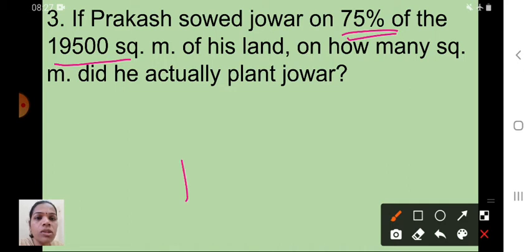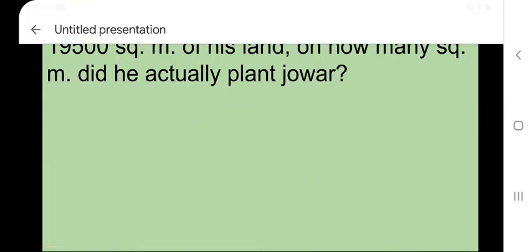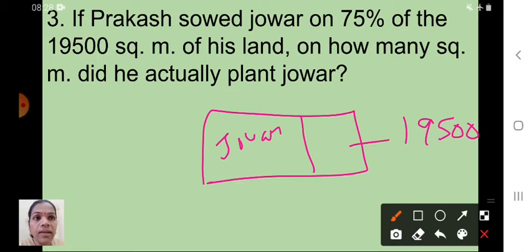Okay, suppose see here, this is the land of Prakash. So here 75 percent, so the total square feet is what? See here, this is the land of Prakash. So here this total is what? 19,500 square meter. Okay, total land size. And next one is what? Here 75 percent that Jowar planted. 75 percent. What is your question here? How many square meter did he actually plant? So the total area is what?